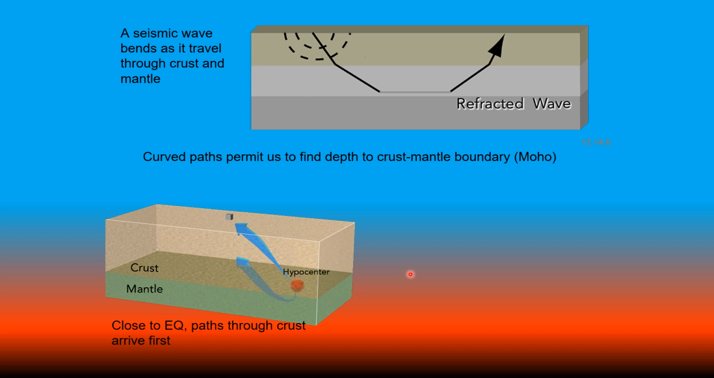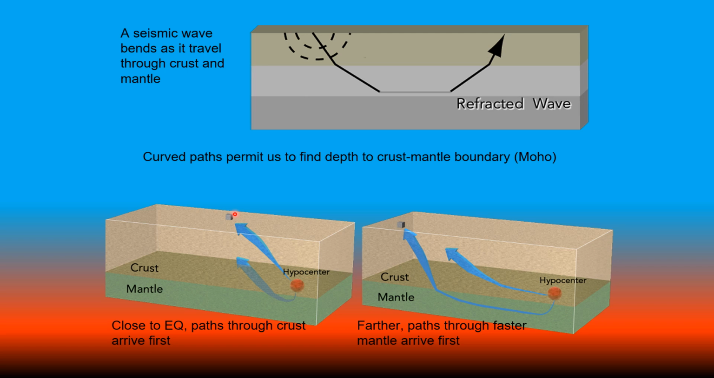So close to the earthquake, the path through the crust arrived first. And then further paths through the faster mantle arrive first. So the idea here is you've got an earthquake, you've got a station here. If you're close to the earthquake, you're going to get that crustal stuff first, right? Because while the mantle is faster, you're close enough that this wave is going to get here first.